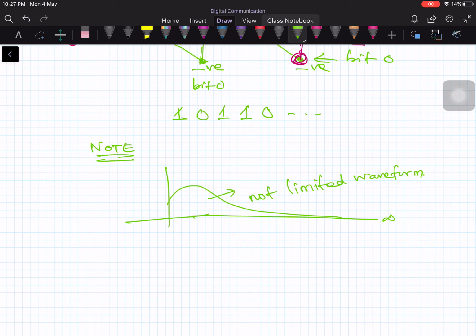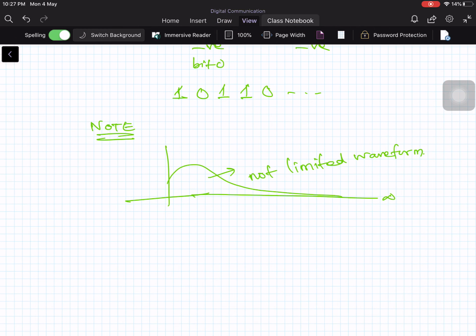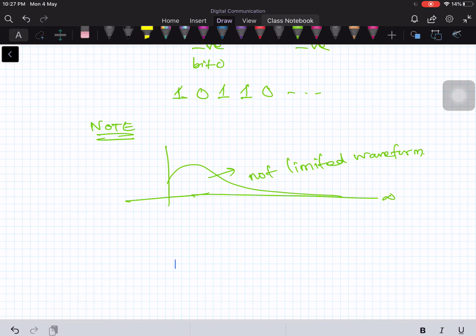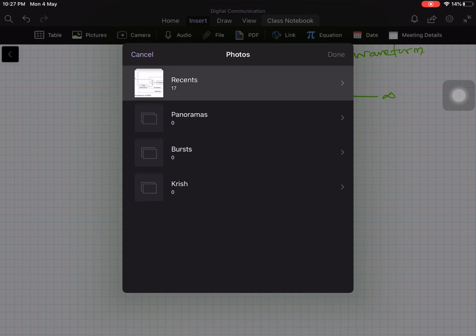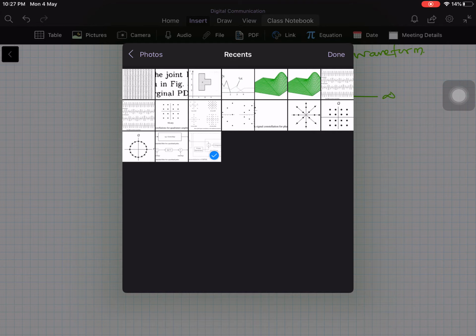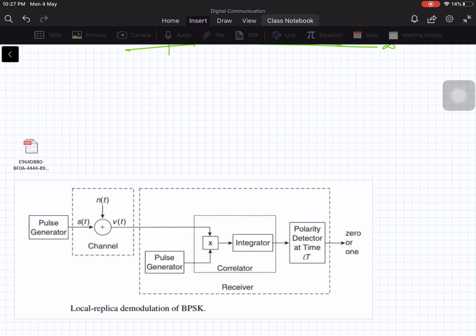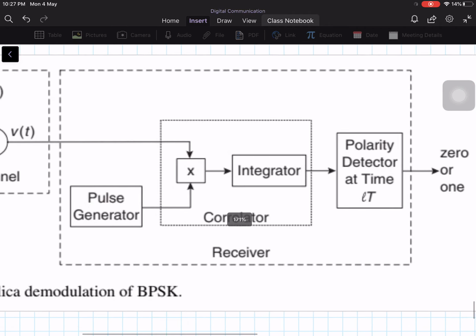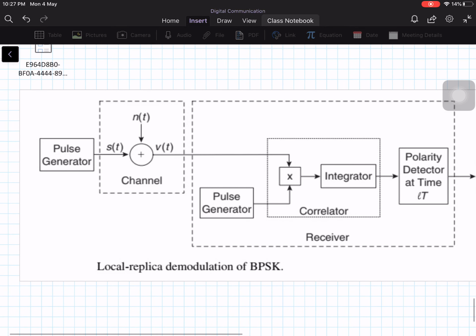So let me show you one figure from the textbook that I have copied. Insert, view, then where is it, draw, then pictures, recent, then it's here, done. Now let me enlarge this figure a little bit. Yeah, now it is in the screen.